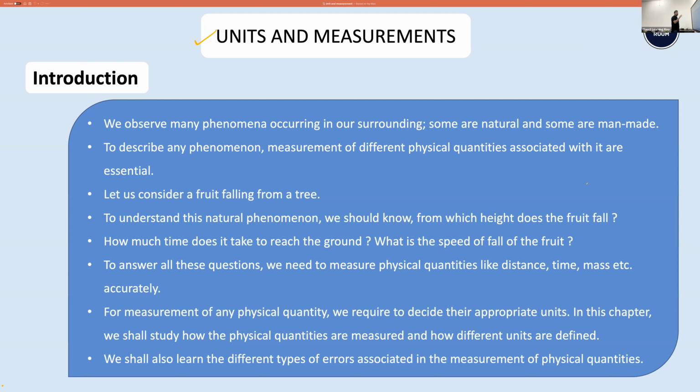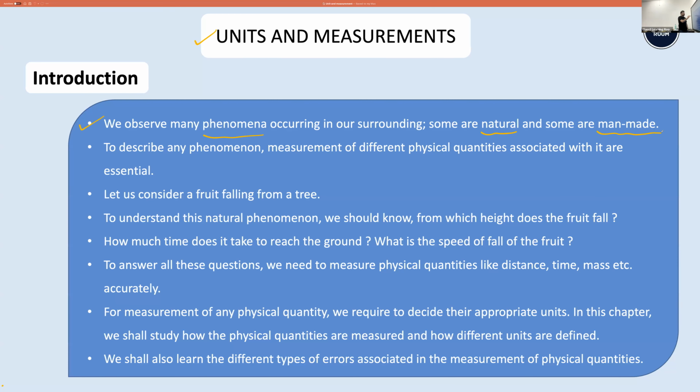So I'll just read out. We observe many phenomena. What is a phenomenon basically? A phenomenon is something that you can observe. So we observe many phenomena occurring in our surroundings. Some of them are going to be natural and some of them are man-made.